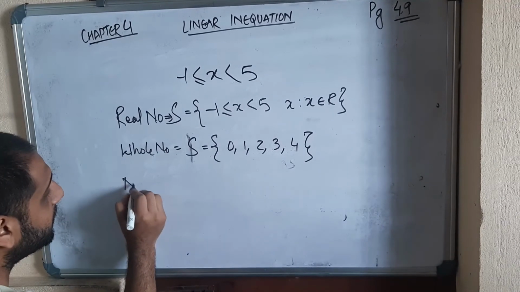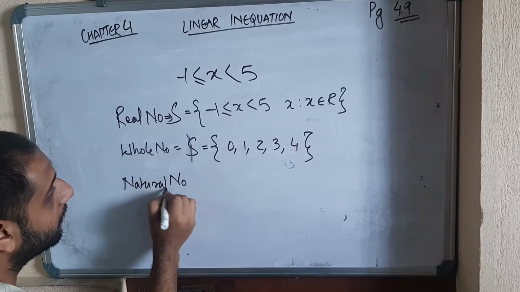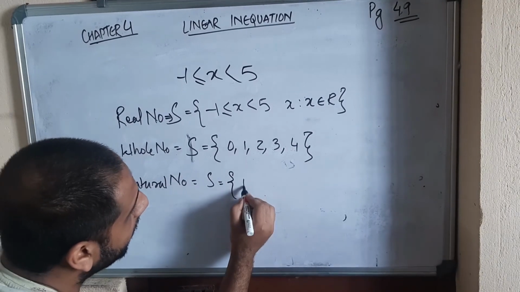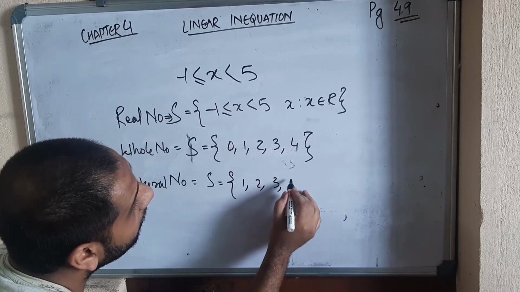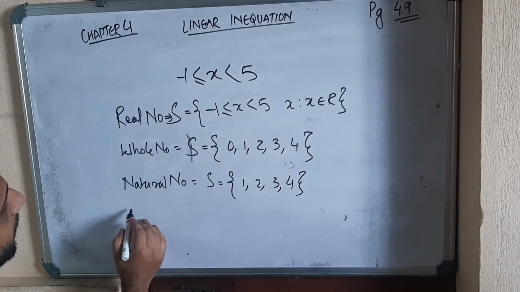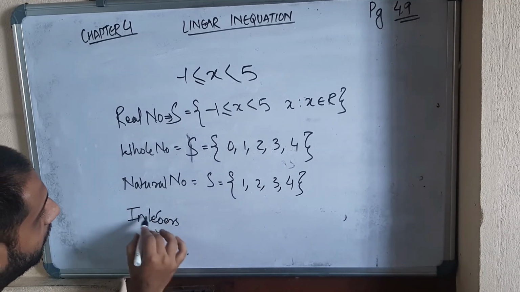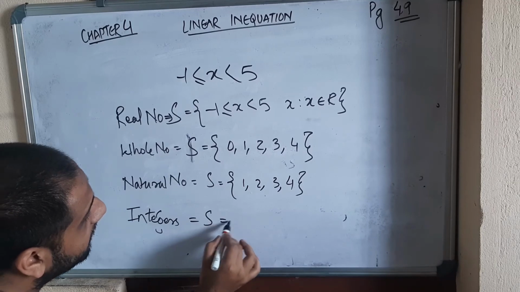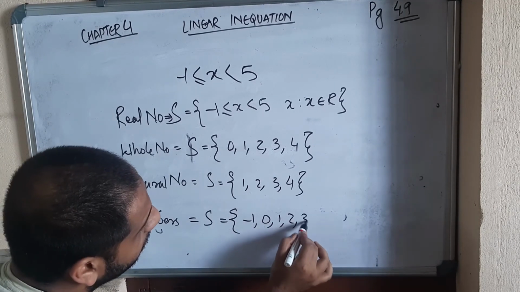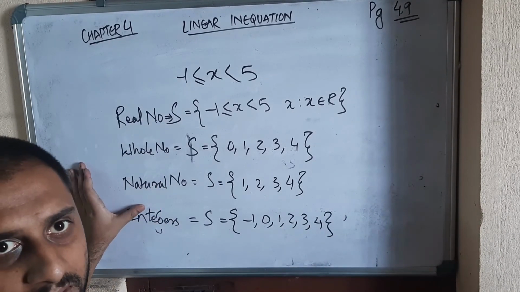Okay, for natural numbers, the solution set is equal to, natural numbers start from 1, so 1, 2, 3, 4. Okay, for integers, the solution set is minus 1, 0, 1, 2, 3, 4. Okay, this is how you write the solution set.